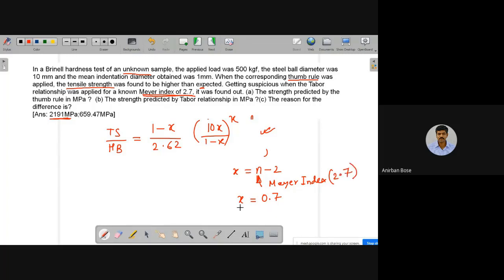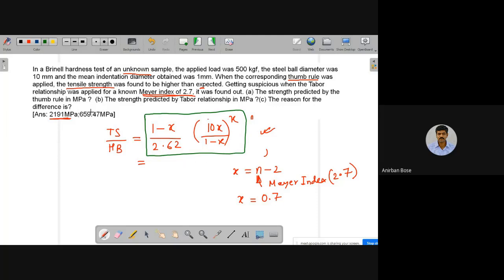Okay, so x is equal to only 0.7. Now just put the value of x in this expression and see what this constant is. You have seen that this whole constant in the case of steel is 3.45. This constant is 3.45 for steel, which we generally use as a thumb rule. But in this case, let us calculate what that constant is.